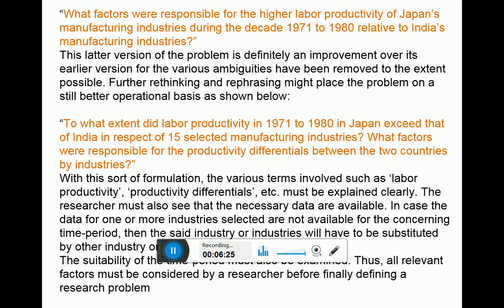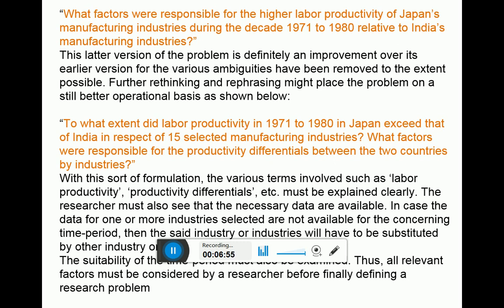Labor productivity from 1971 to 1980 was higher in Japan as compared to India in the selected manufacturing industries. That means I have selected some 15 industries, so the statement now specifies the selected industries. What factors were responsible for the productivity differential between two countries by industry? But this statement is now more defined.